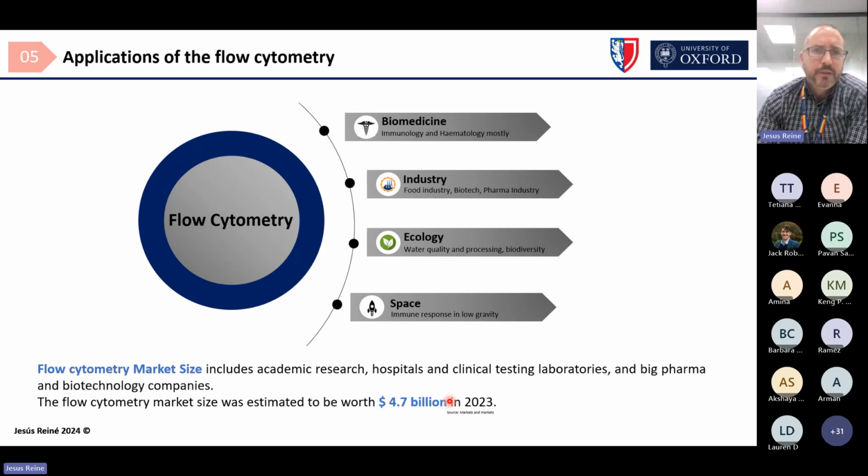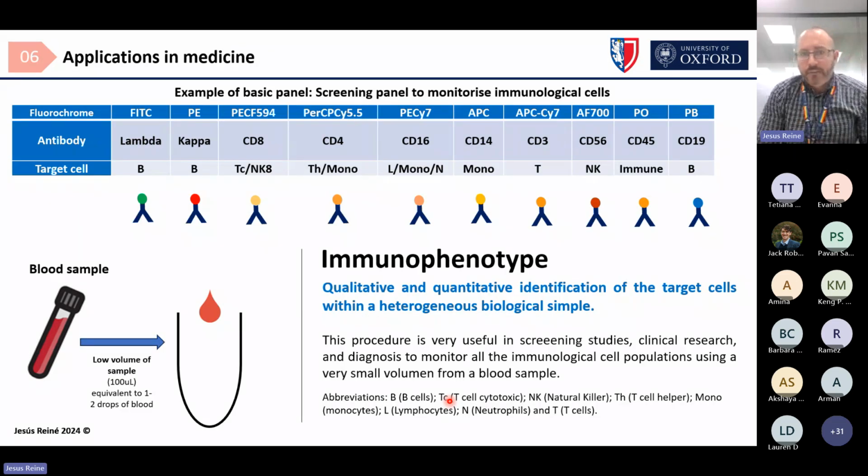So the applications in medicine are quite relevant, especially in immunology and hematology. And the main reason for this is because all these technologies are applied for many reasons: diagnosis, clinical research. So here we have a very basic panel. A panel is composed of different antibodies, okay? And they have the purpose of identifying specific cells with a very specific purpose.